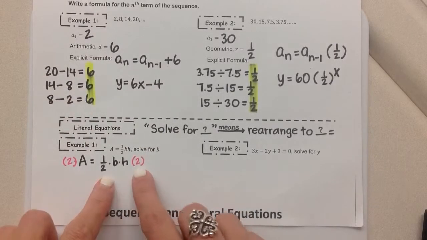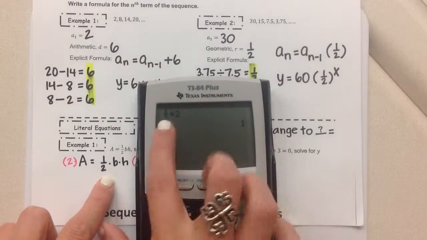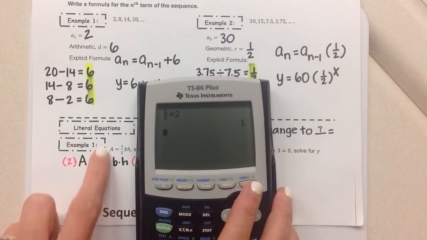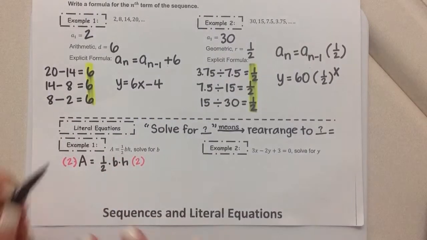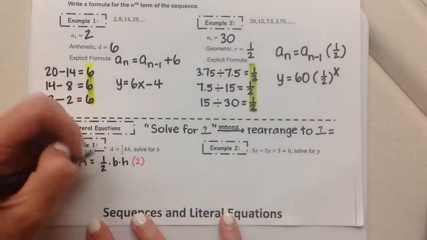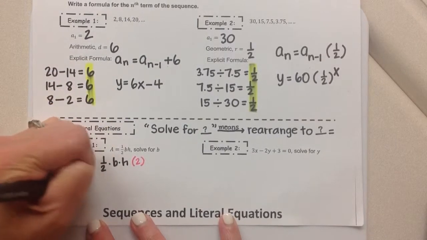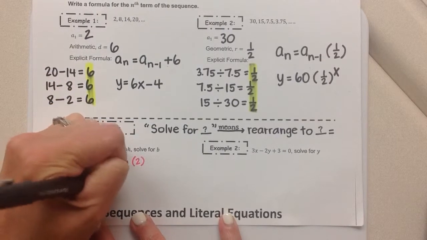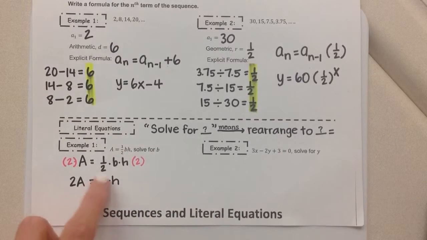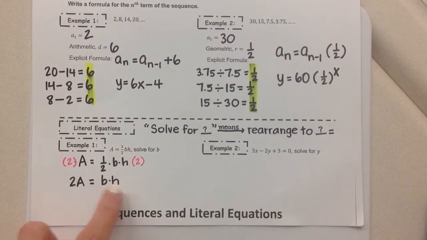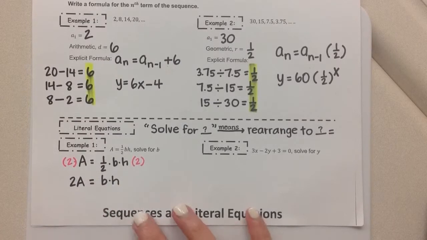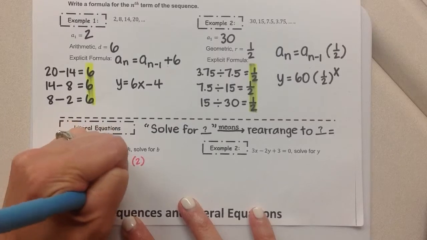Now remember, I can multiply 1/2 by 2 in my calculator. I just did that and I got 1, so I really have 1 times base times height. And over here I've got 2 times A, which is just going to turn into 2A. So I've got 2A equals base times height. And now I want to get b alone. It's connected to the h by multiplication, so the opposite of multiplying is dividing. So I want to divide by h.